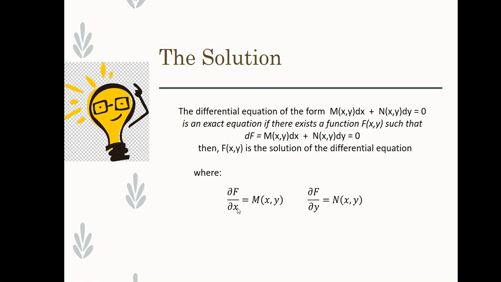It says here that the partial derivative of f with respect to x is the M, which is multiplied to the differential of x, and the partial derivative of f with respect to y is the N, which is the multiplier to the differential of y. Again, f is the solution of our first order exact DE. So it's a two-part procedure, just like homogeneous DE. You need to test whether your DE is exact. After you have established that your DE is exact, your next goal is to find the solution, which is f.